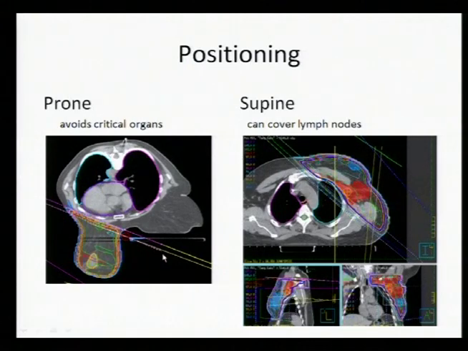So when it's possible, this allows the breast tissue to fall away from the chest wall. There's going to be fewer hot spots. There's no direct lung radiation or heart radiation in the prone positioning. However, you're not able to target the lymph nodes in that position. So this woman was treated in the supine position. So this is not her scan, but this is an example of how you would cover the lymph nodes as well as all the breast tissue.